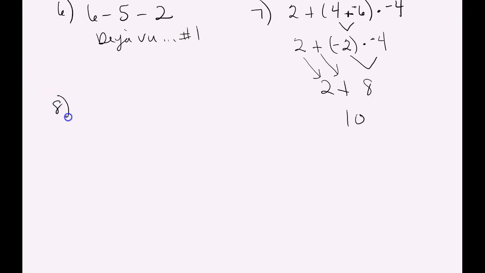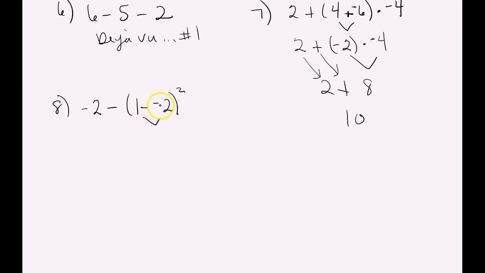Number 8. It's going to be just as tricky, I think. Negative 2 minus 1 minus negative 2 squared. Okay, so we're supposed to do the parentheses first for PEMDAS. So parentheses means these numbers.